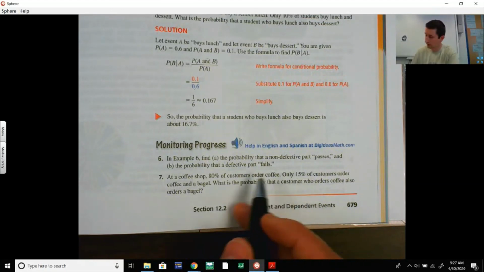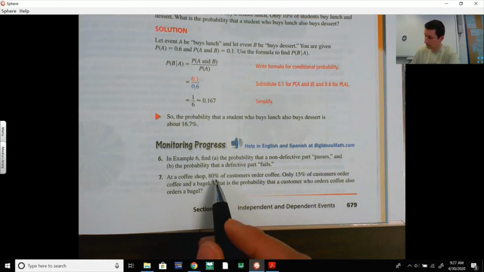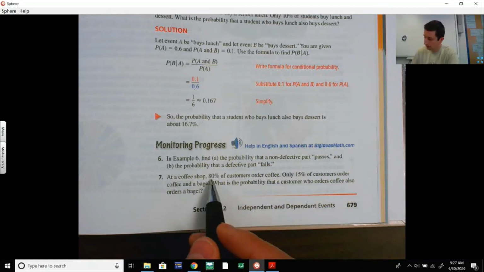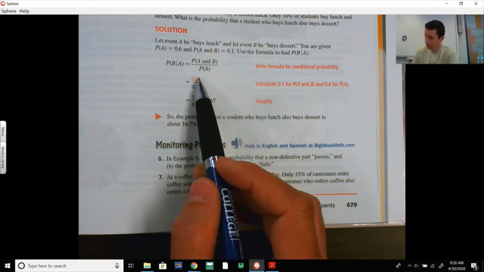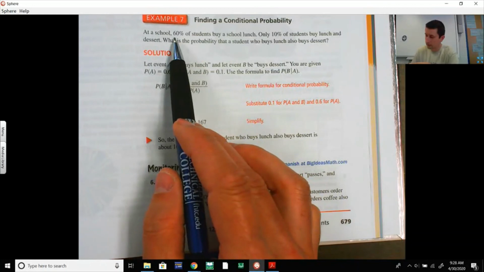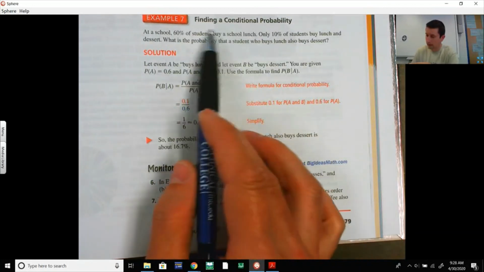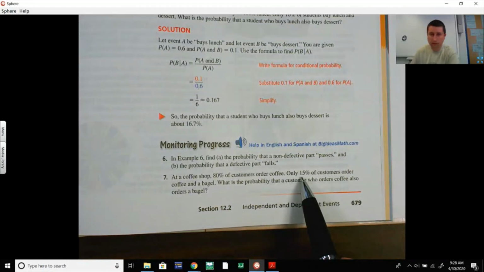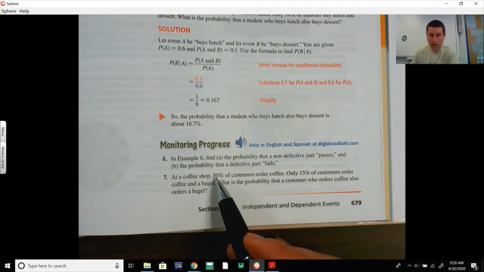Okay, the probability of them, the first thing, 0.15 divided by 0.8. The and, that's what happened here. 0.1 divided by 0.6, the smaller one divided by the bigger one. The and part divided by just the first part. So the and part here is 15%, so 0.15 divided by the first part, which is 0.8.